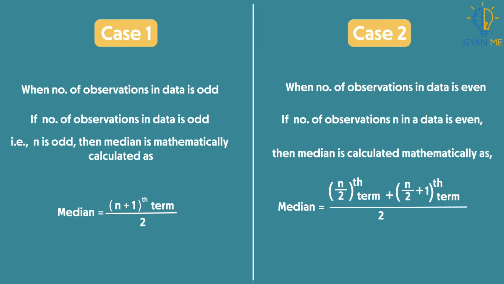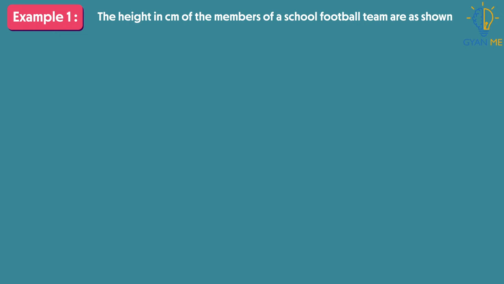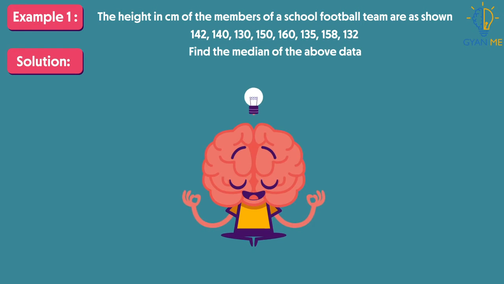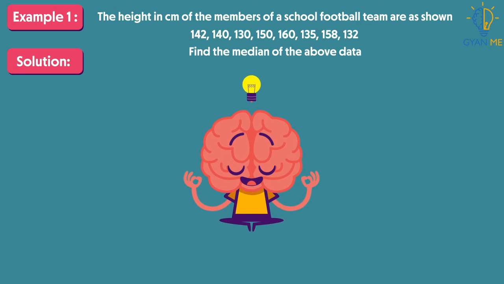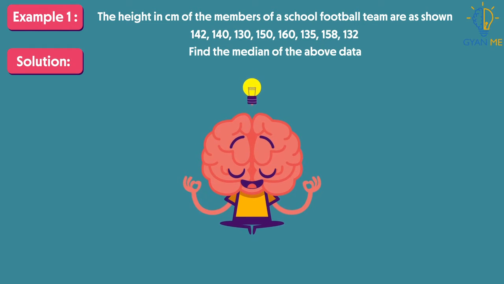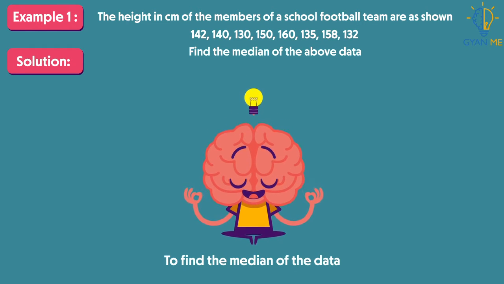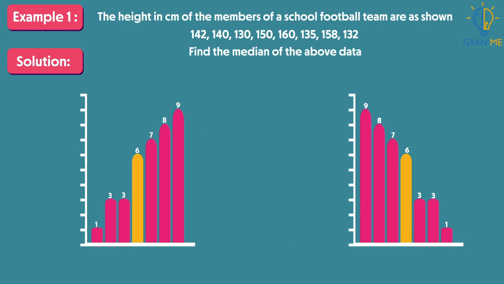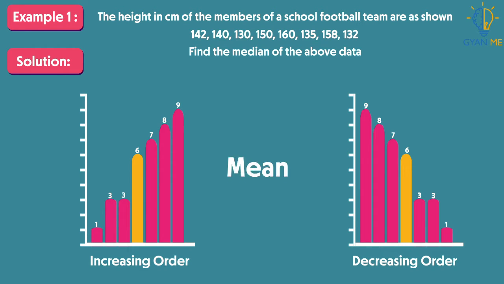Let's understand it better with an example. The height in centimeter of members of a school football team are as shown. Find the median of the above data. Students, always keep this one important thing in your mind. To find the median of the data, we have to arrange the data either in increasing order or decreasing order. Whereas this is not a necessary condition for mean.